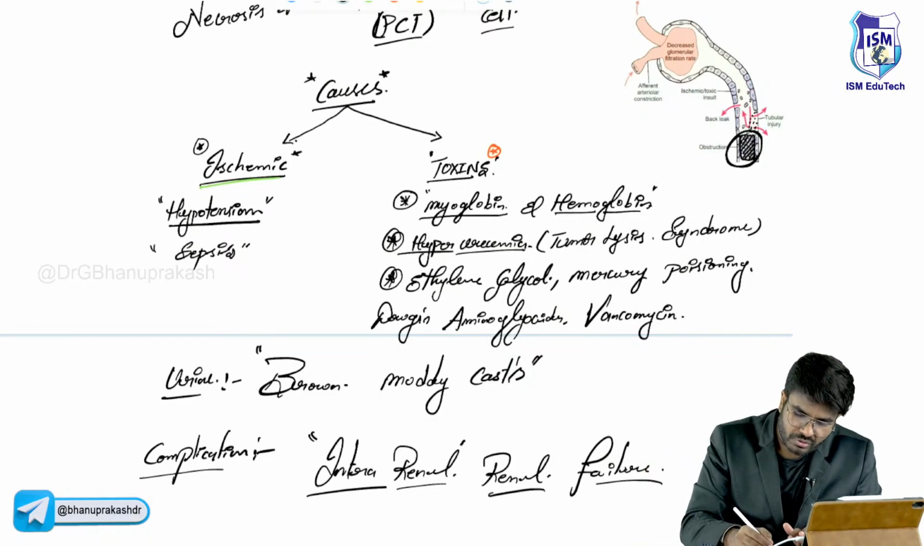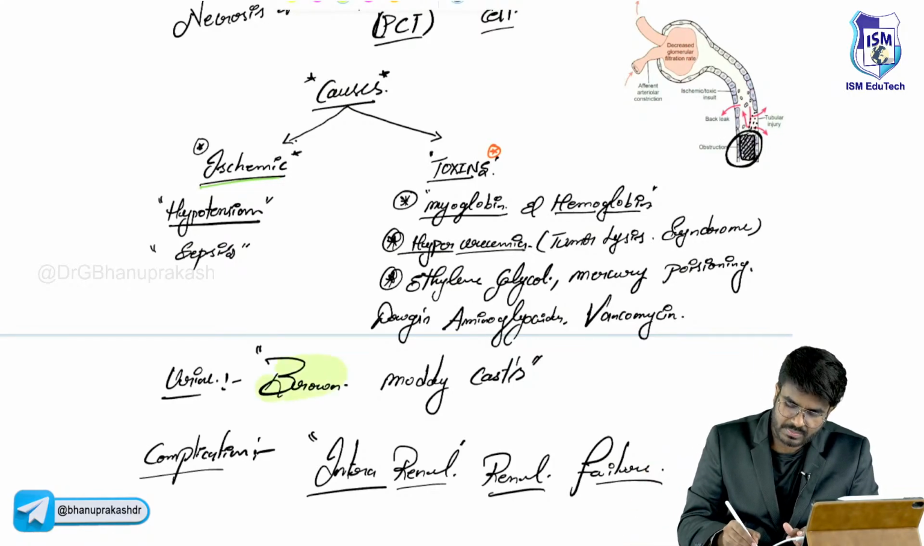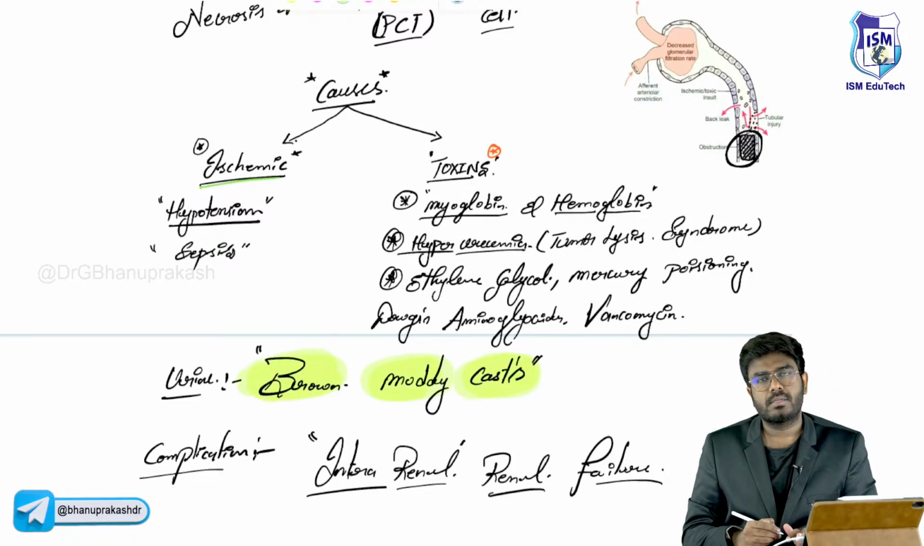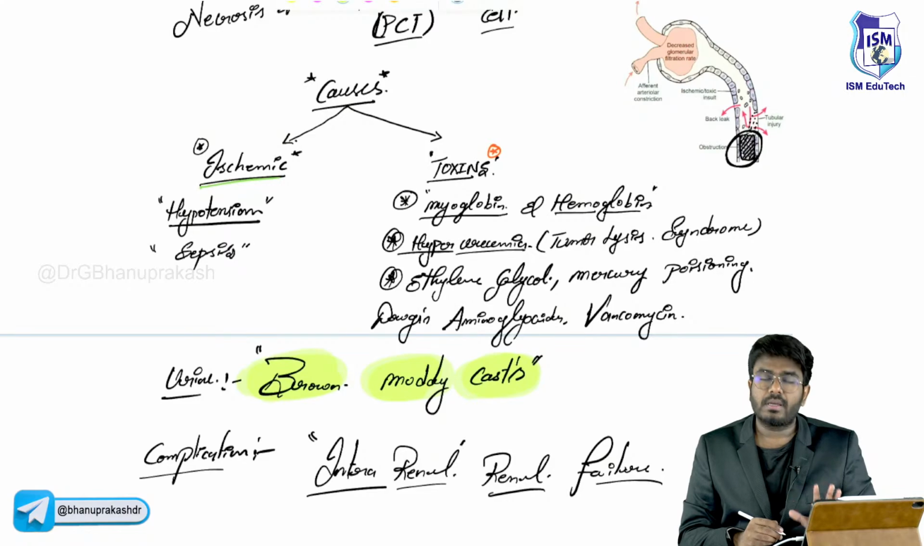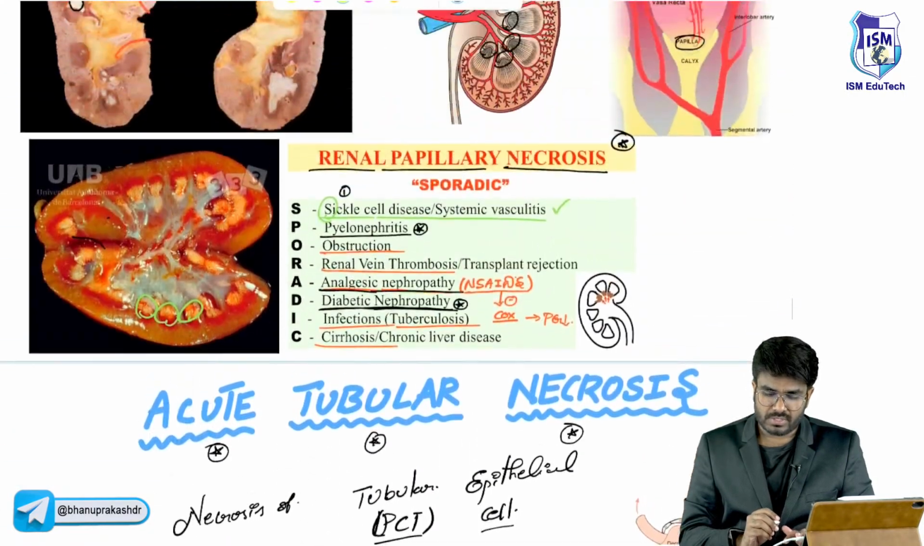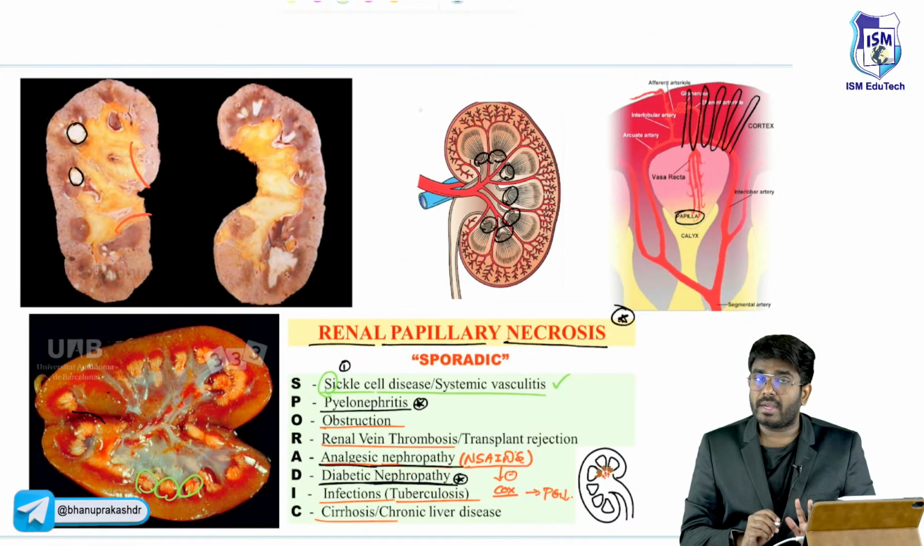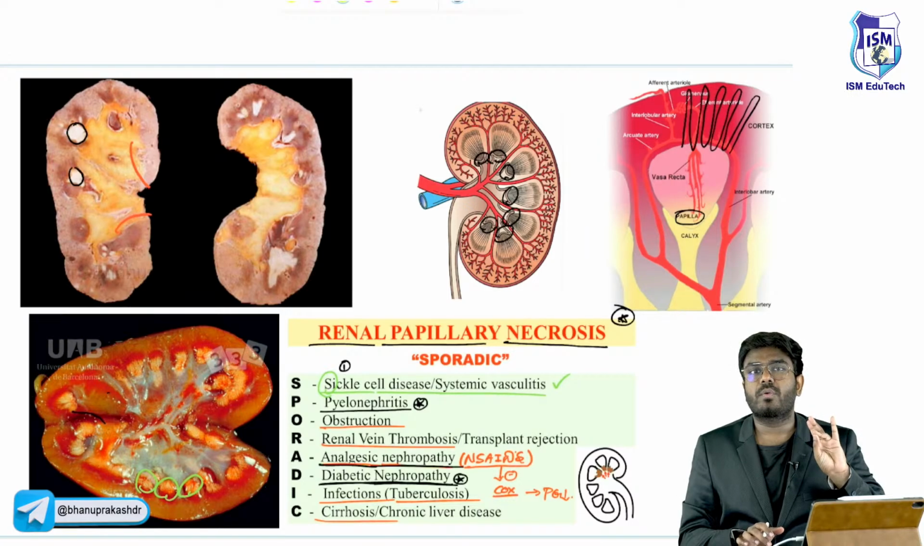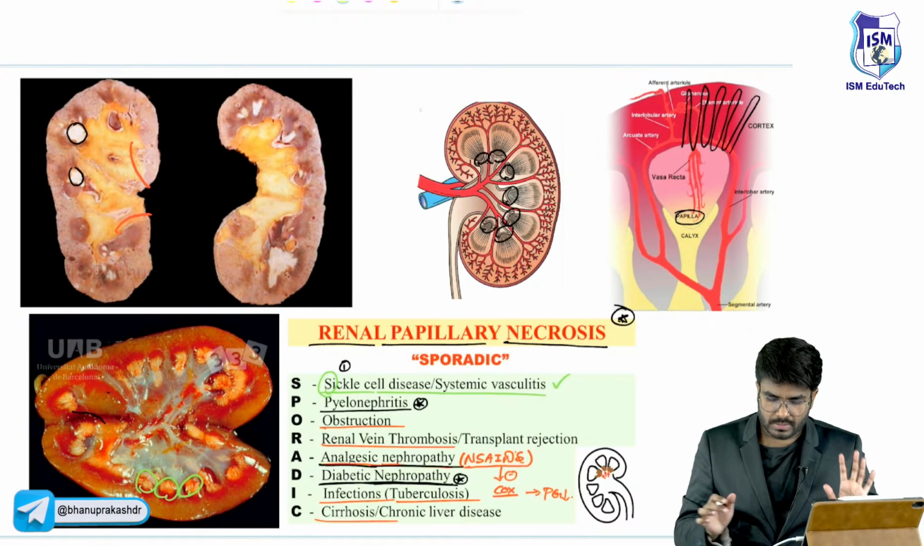The most important thing which you should never forget for your exam is this brown muddy cast presence in the urine. Whenever you see the words brown muddy casts, always think about acute tubular necrosis. And also renal papillary necrosis. What are the four important causes of renal papillary necrosis? The four causes which you should never ever forget: sickle cell disease, diabetic nephropathy, analgesic usage, and pyelonephritis. These four.